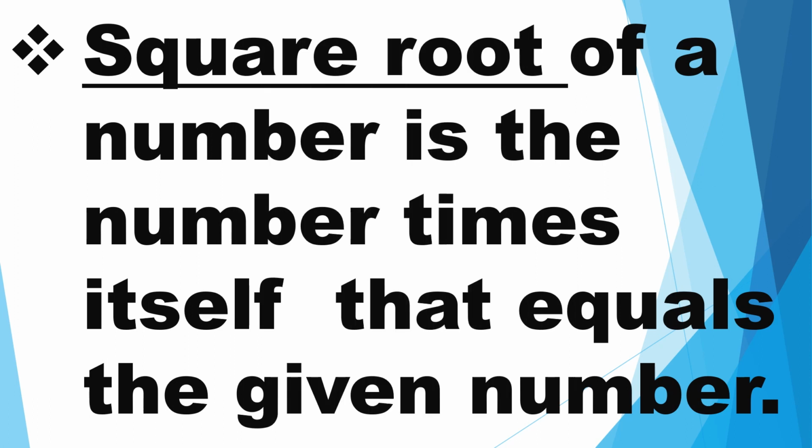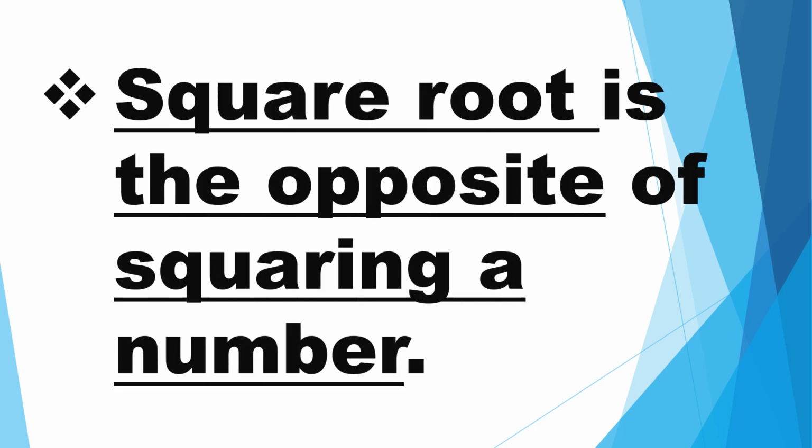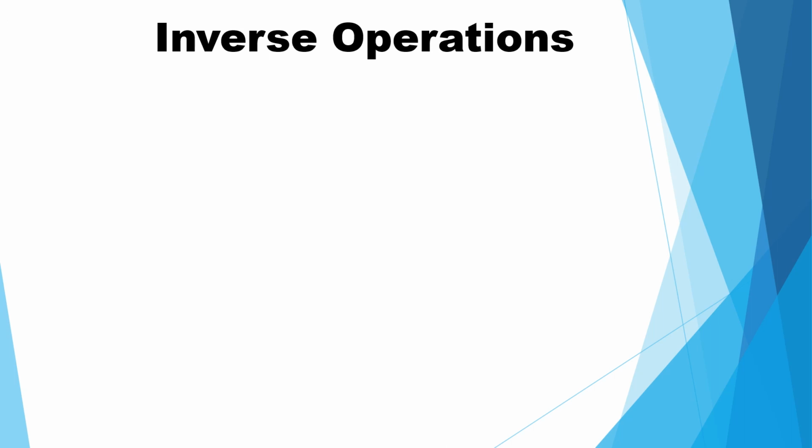Square root of a number is the number times itself that equals the given number. Taking the square root is figuring out what number multiplied by itself is equal to the given number. Square root is the opposite of squaring a number. Let us have this illustration.